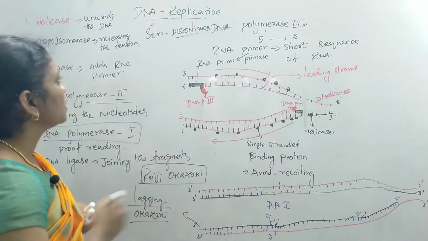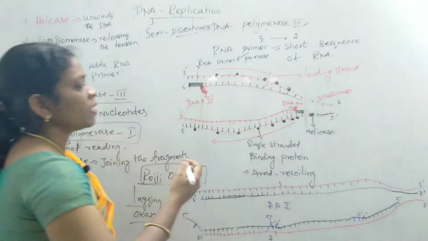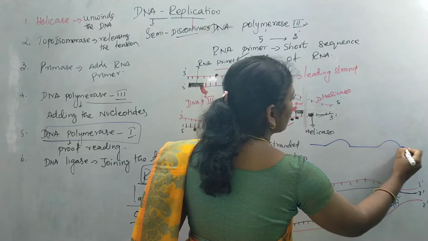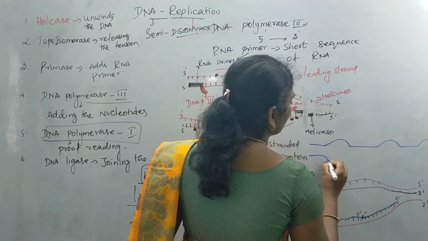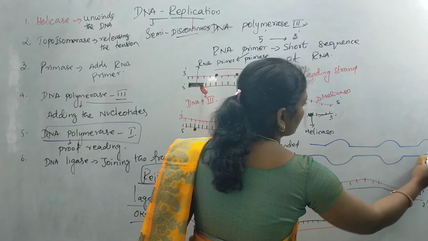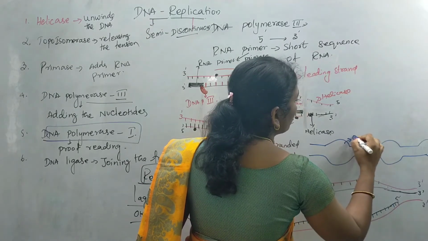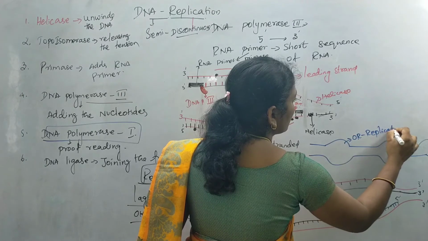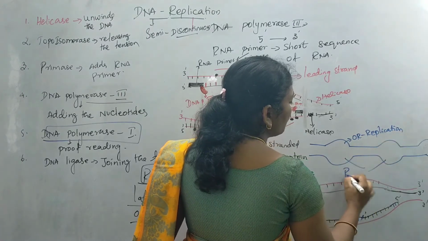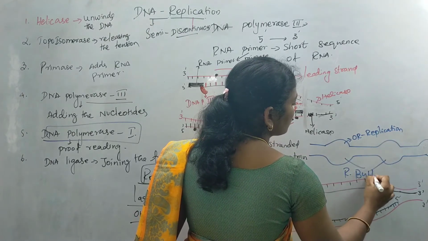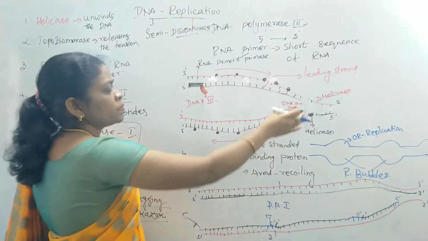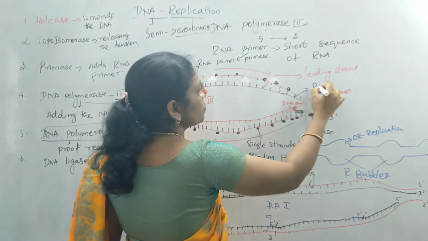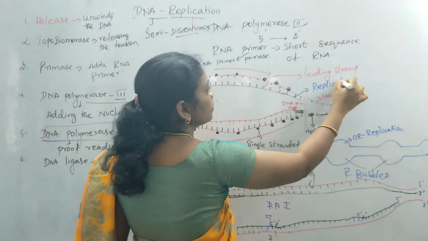So what happens here? The DNA strands will be formed in this way with multiple sites. These are the origins of replication, where it forms the replication bubbles. And this particular region where we got a fork-like structure, that is the DNA strand, is known as the replication fork.